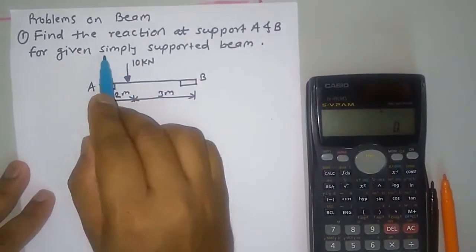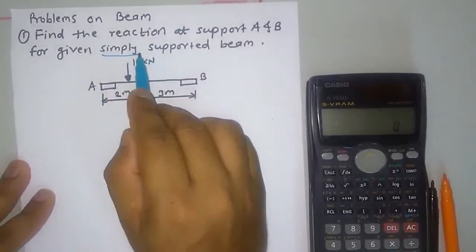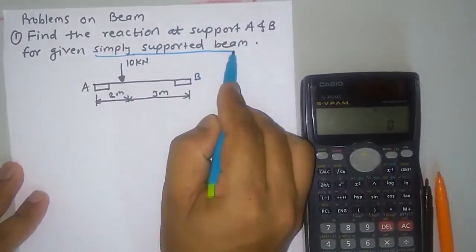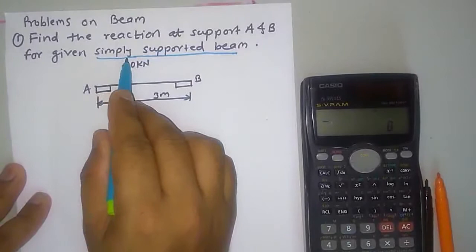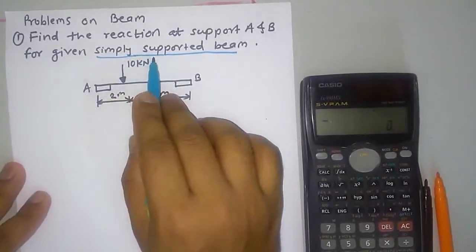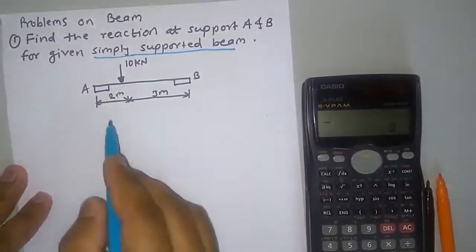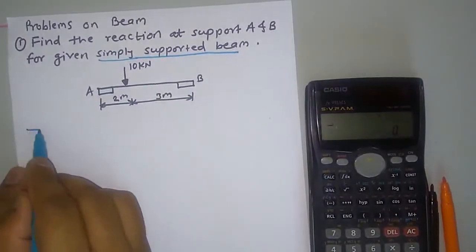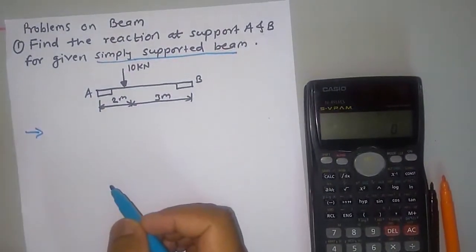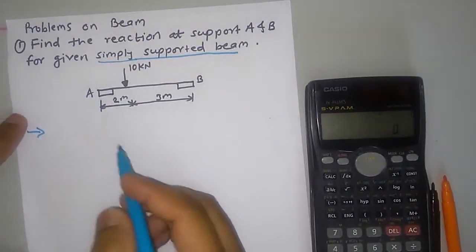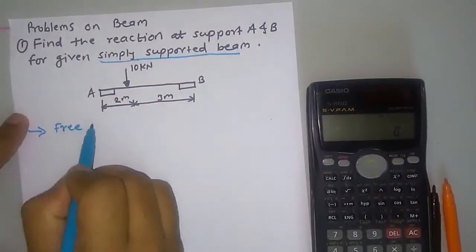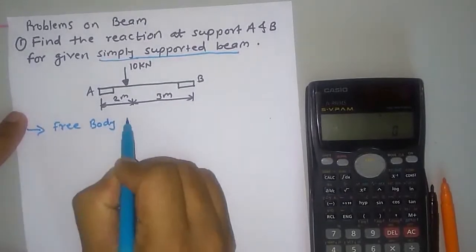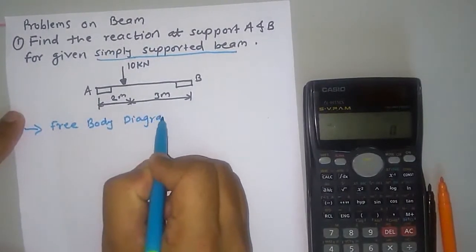We need to read the problem very carefully because we need to observe which type of support it is. Okay, so what is given here, it is a simply supported beam. Now this is the given problem. So first of all, what we need to do is draw the free body diagram for the given figure.